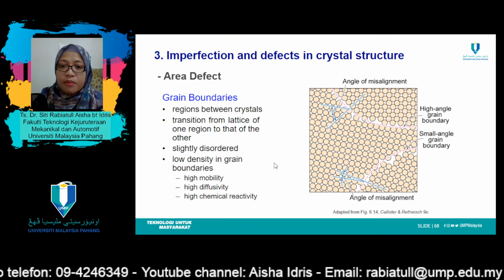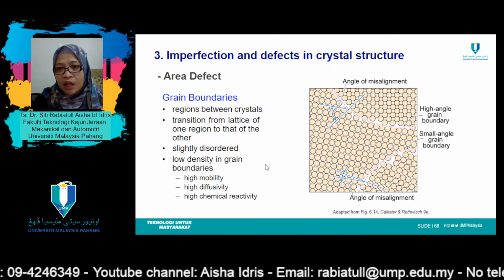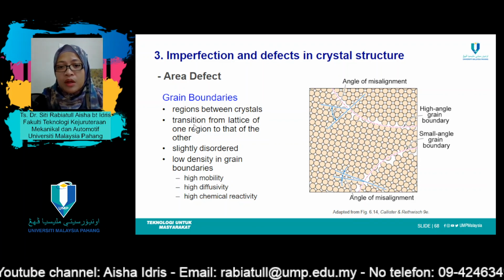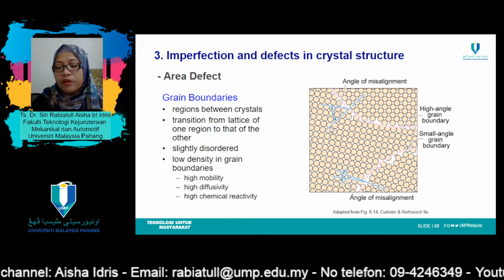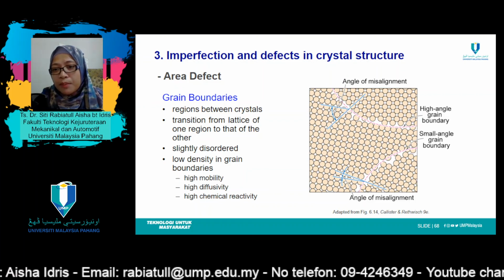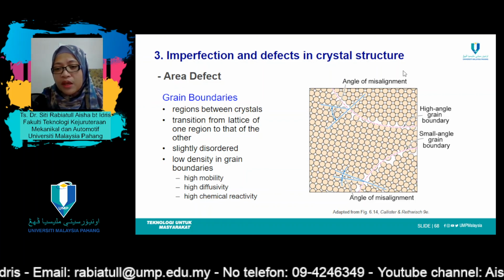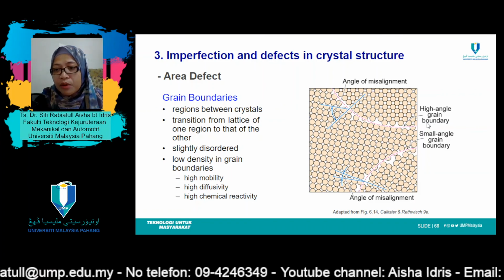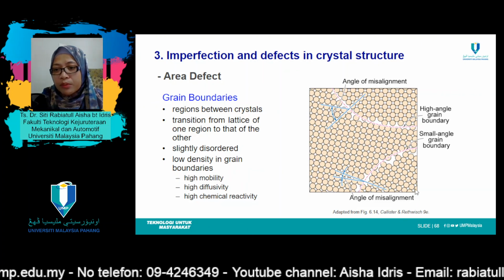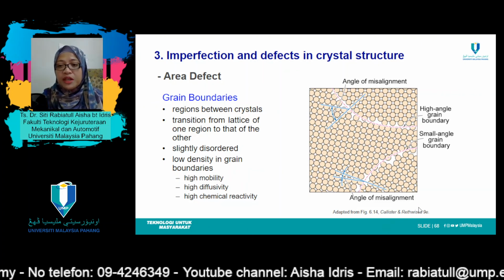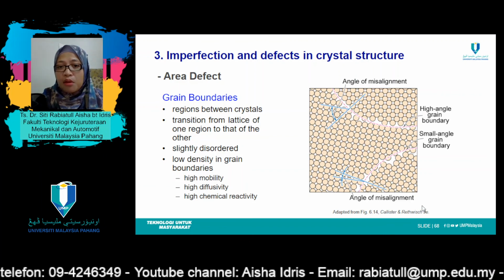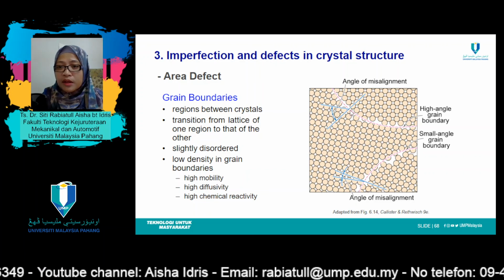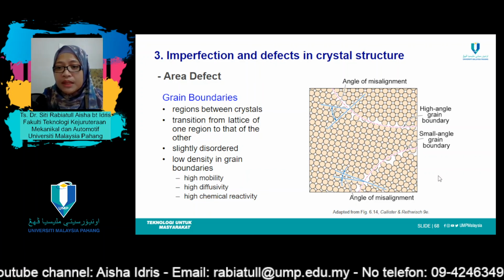Other than that, grain boundary defects may also happen at the grain boundary. We can see that, for example, by referring to this figure over here, the orientation is changing. This is the grain boundary, and these are the arrangements of the atoms. It changes slightly over there. So this is called the grain boundary defects. And you may see the angle of misalignment over there.